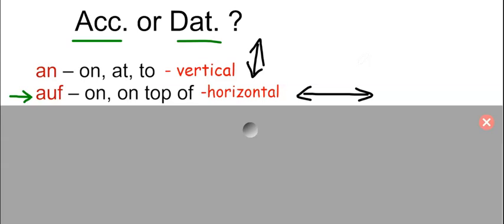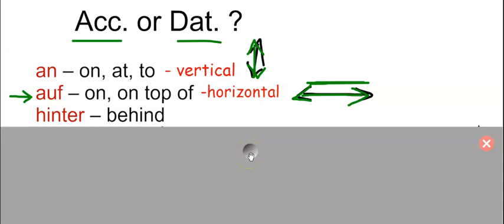An is used for things that are a vertical surface, something that's up and down, like on the wall, on the refrigerator door. Auf is something that is horizontal, left to right. So that indicates more like on top of something. In our previous samples in the video, it was very much like, this is going to go on the table, meaning on top of the table, because the table had a horizontal surface. So, an, auf.